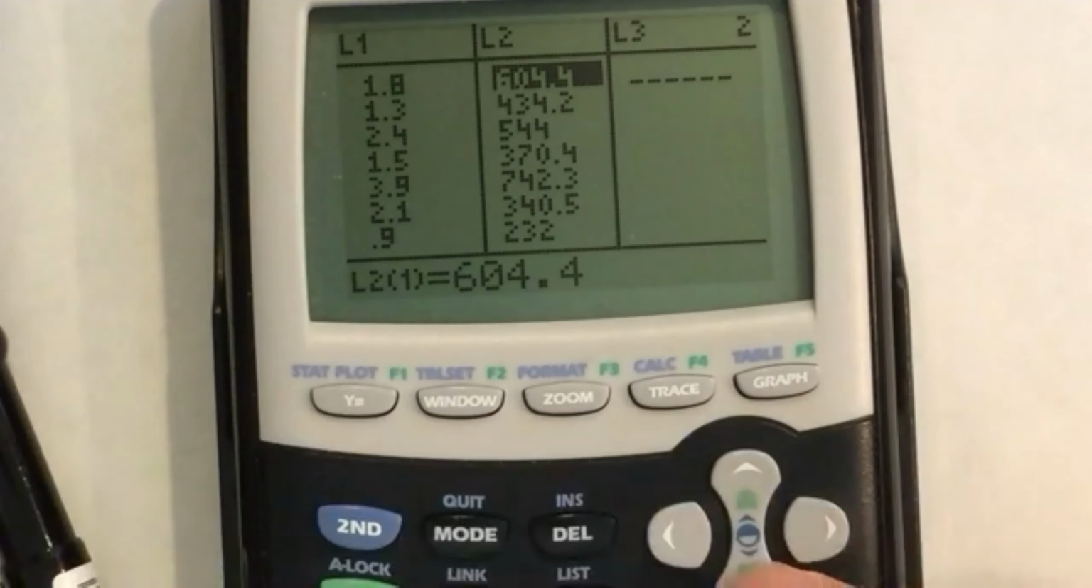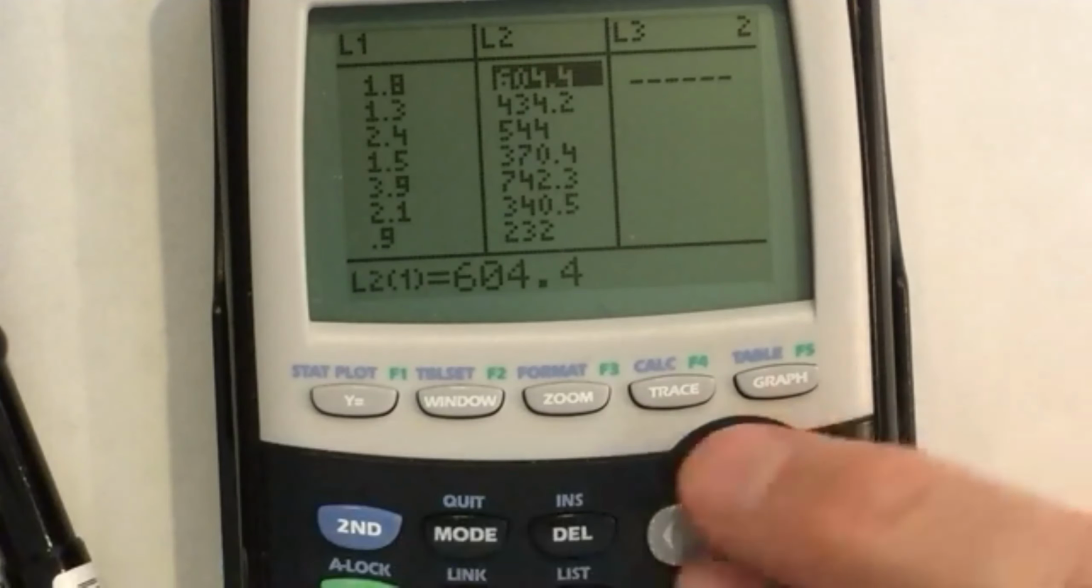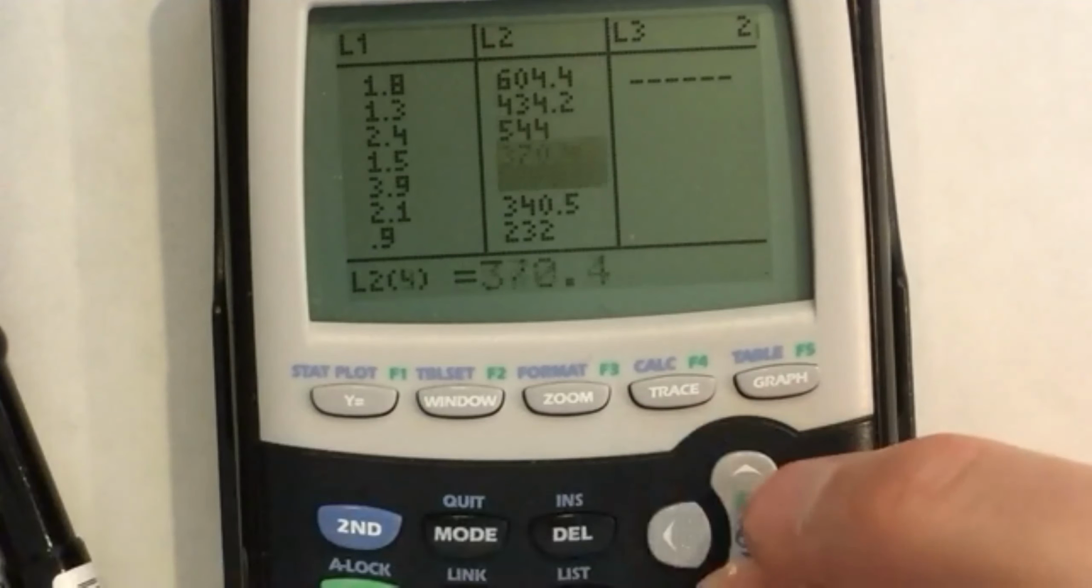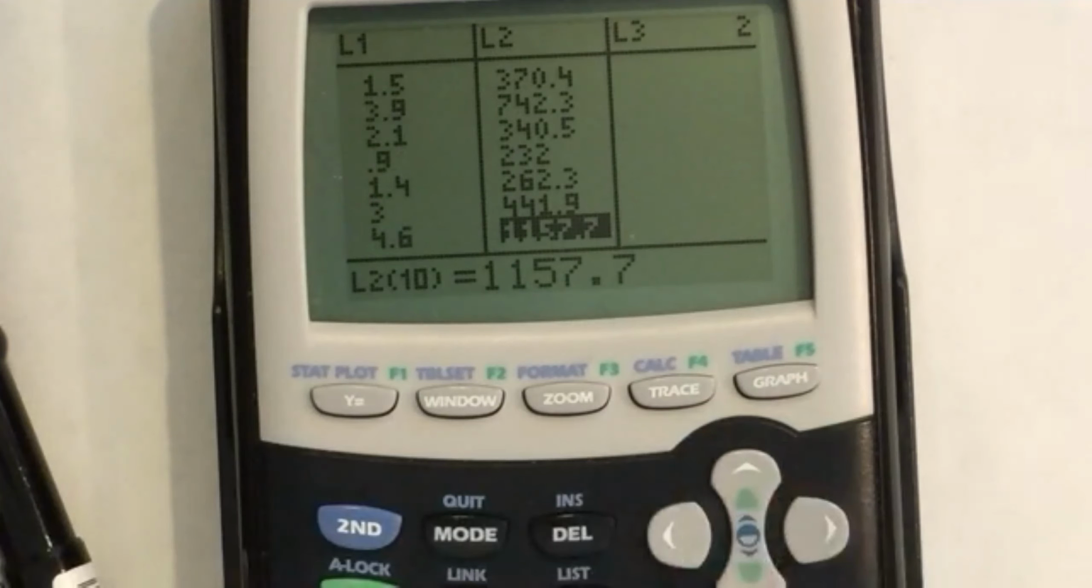Okay, so this is 602 million metric tons of CO2. And then we go on down the list here. Our last value was 1157.7. So type those into the list. Okay, so if you're following along, I don't know if I've talked long enough to let you get it in there, but maybe we should be close.